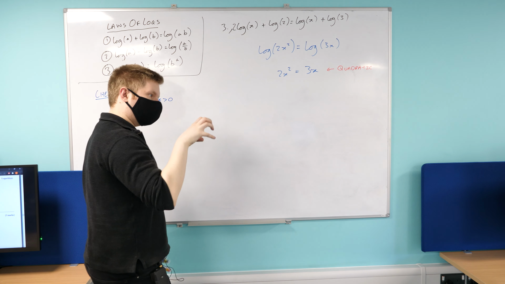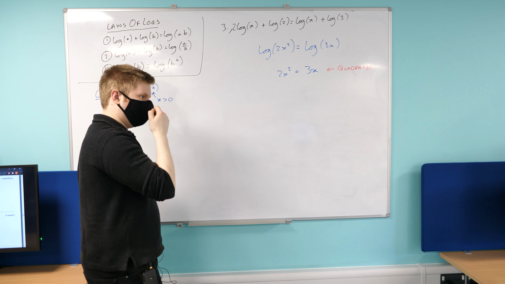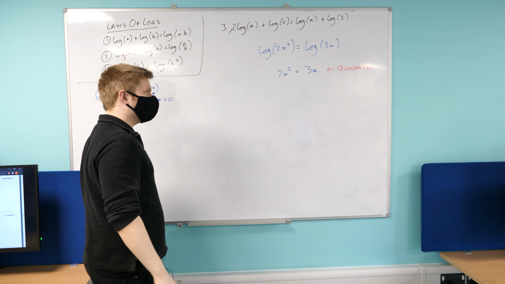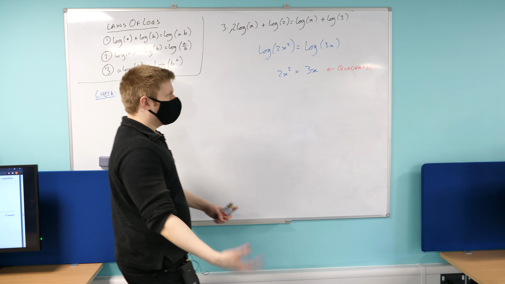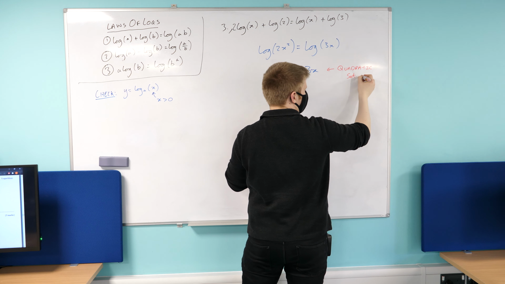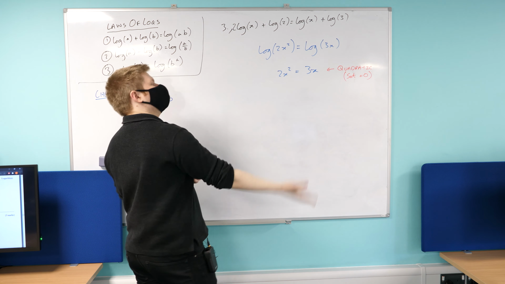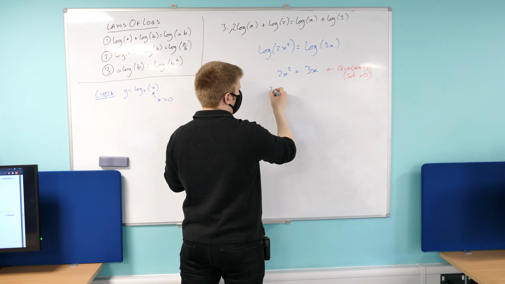Now what do you do when you solve quadratic equations? What do you always make sure? What do you always do first? 2x squared minus 3x equals 0. In other words, you set everything equal to 0. Fantastic. So whenever you see a quadratic equation that you're trying to solve, you always set it equal to 0. Good. So take the 3x on that side.